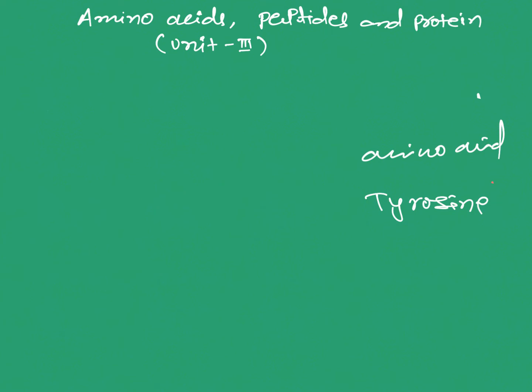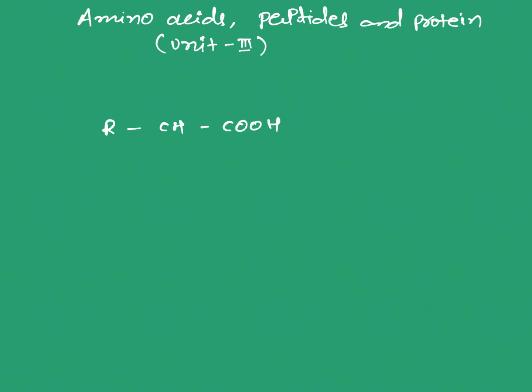So we have seen that both COOH and NH2 group is attached to the alpha carbon, and this carbon is called chiral carbon if R is not equal to H. If R equal to H, then it becomes CH2, it cannot be called as chiral carbon. So except glycine, all the amino acids are optically active. Glycine is optically inactive because it does not contain chiral carbon.